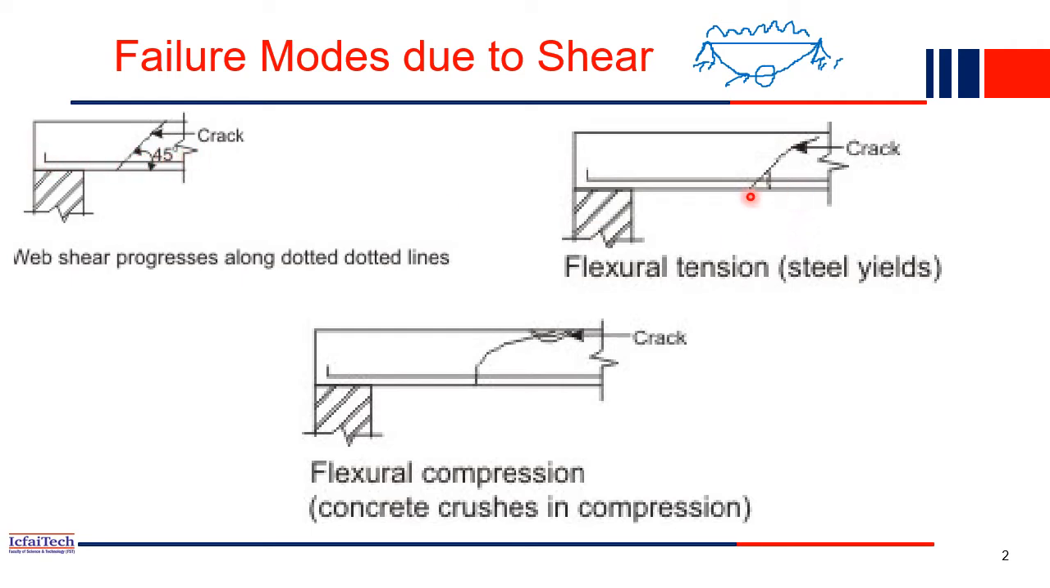If you find this type of crack, it means the steel bar at the bottom is yielding because too much shear stress is applied on this bar, and this type of failure is happening. You will find this type of failure when flexural compression is there. When the concrete fiber is failing, you will find flexural compression, where the concrete crushes in compression because of this type of shear failure.